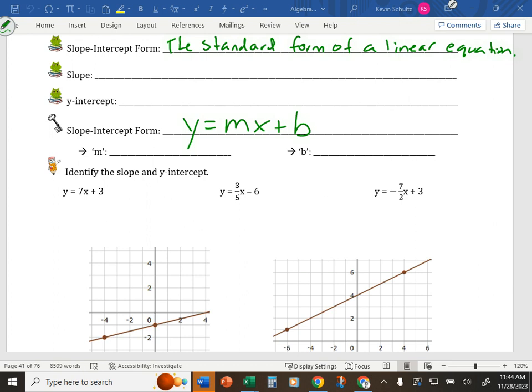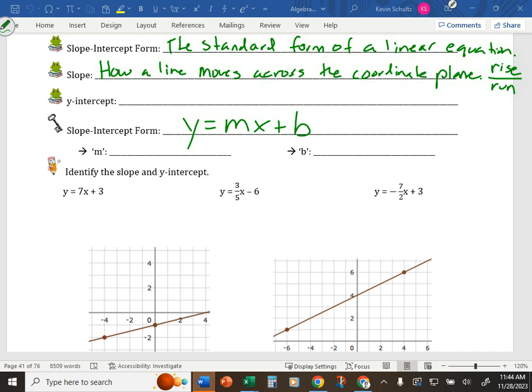Remember, the slope is how a line moves across the coordinate plane. We've defined this before. And the math slang for that is rise over run. If you want to sound cool and high school, throw rise over run around.